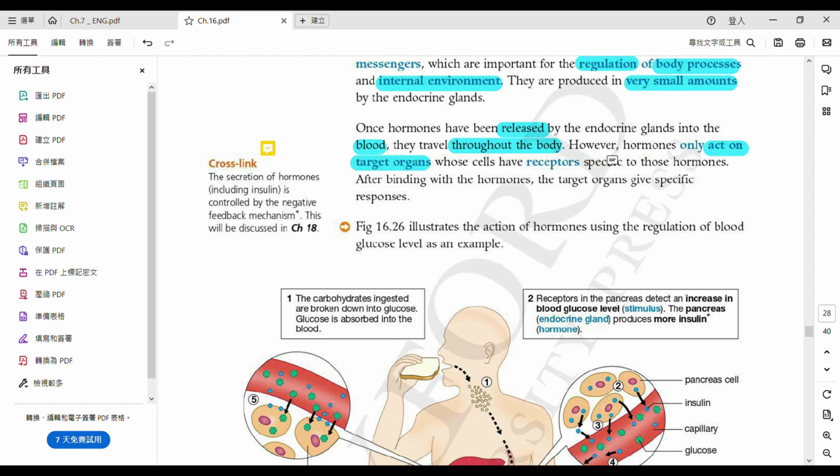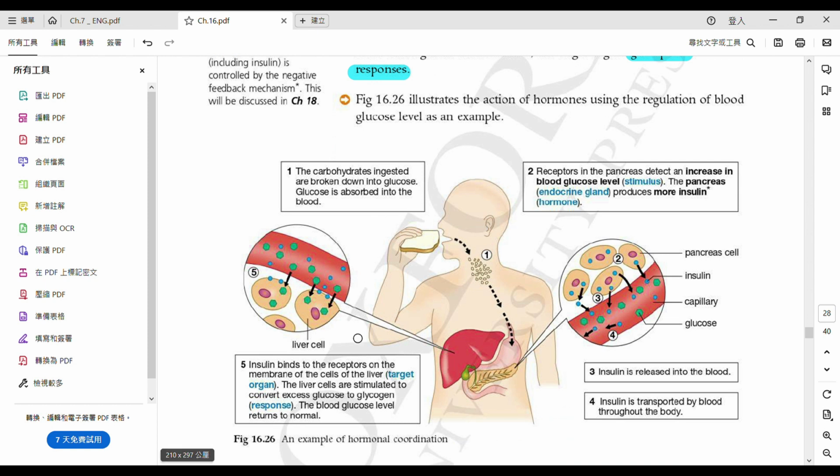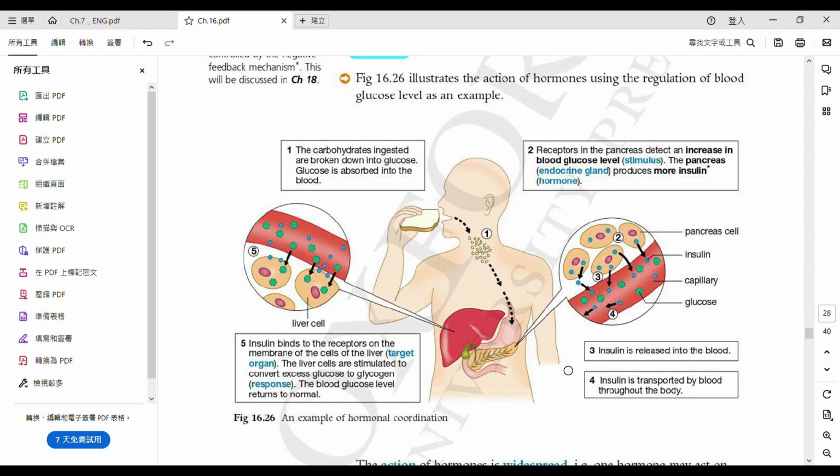得唔得？So for the target organs，當我哋講到呢個 target organ 嗰陣時，they have special receptors that will have interaction with the hormones. 得唔得？Okay, so only the target organs have the receptor to the target hormones. Alright，好啦，所以啦，after binding, after your interaction，佢就會 give 一個 specific response，佢會有一個特定嘅回應嘅。Okay, so this is an example. We're going to talk more deeply in chapter 18, and this is about the pancreas reaction.